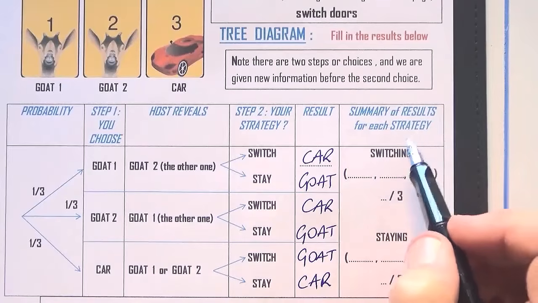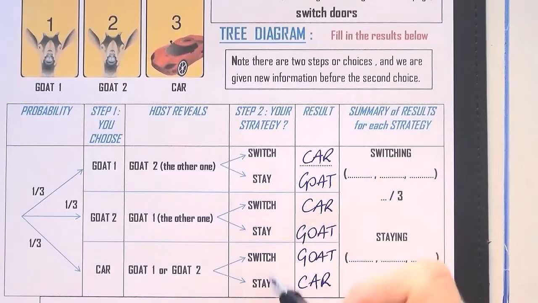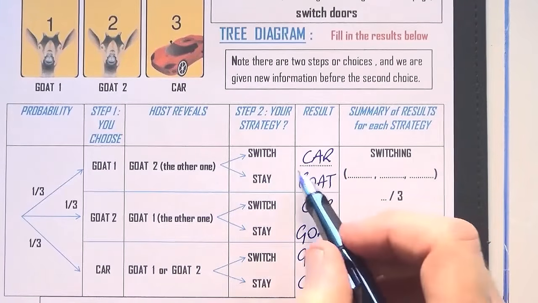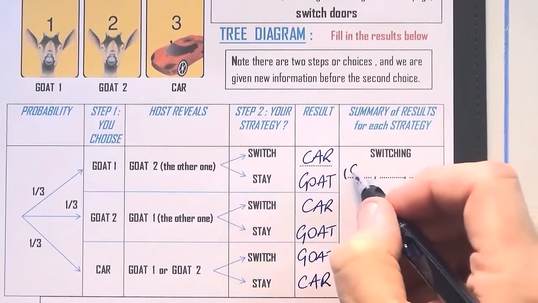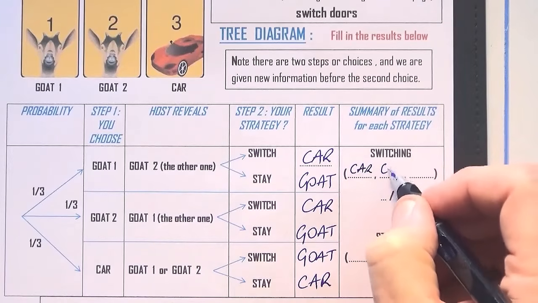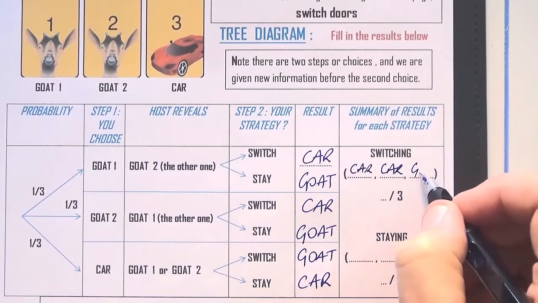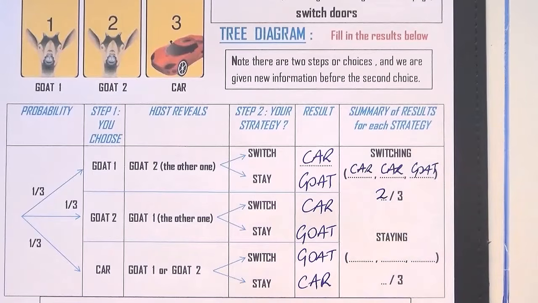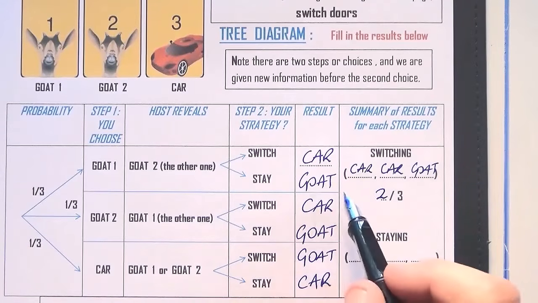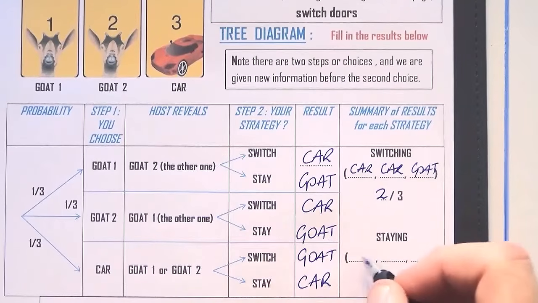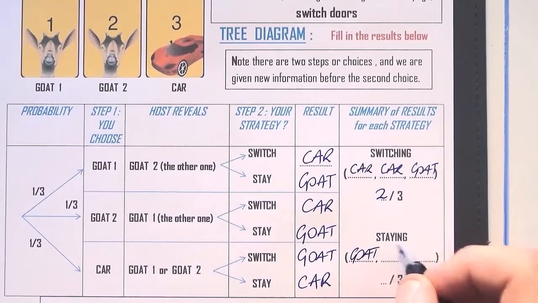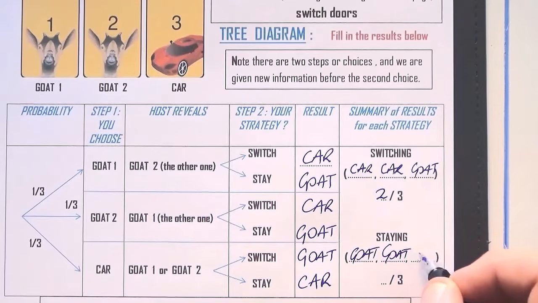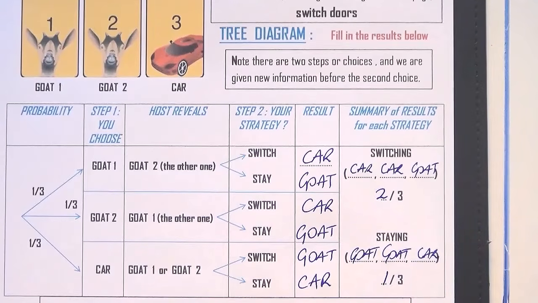Let's now summarise the results of the different strategies. For switching, it's car, car, goat. But for staying, it's goat, goat, car. So clearly, the better strategy is to switch.